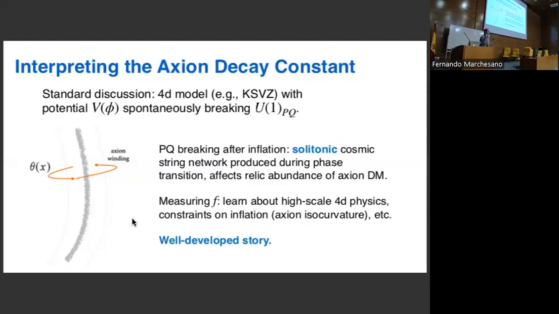which is a conventional 4D scale where some symmetry broke. If f is 10^12 GeV, you would say, well, physics is still 4-dimensional up to 10^12 GeV, and that's interesting. And that's kind of what everyone has been studying in the context of axion physics.